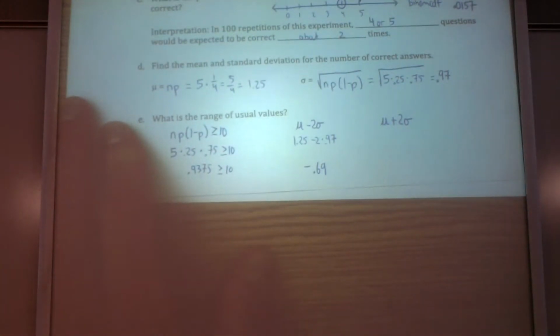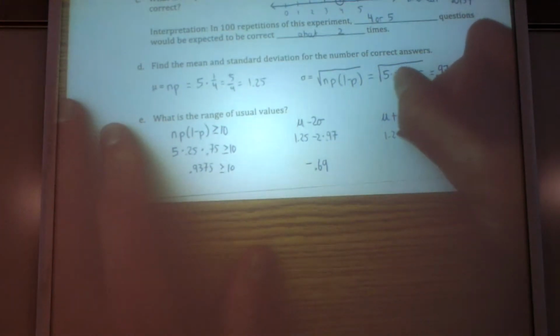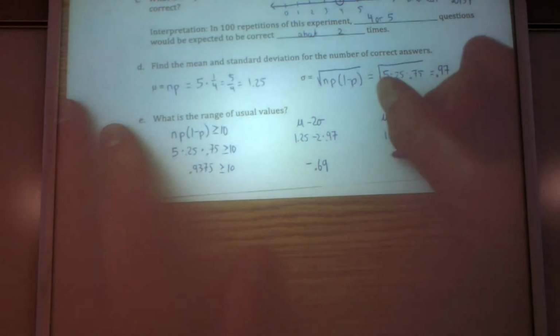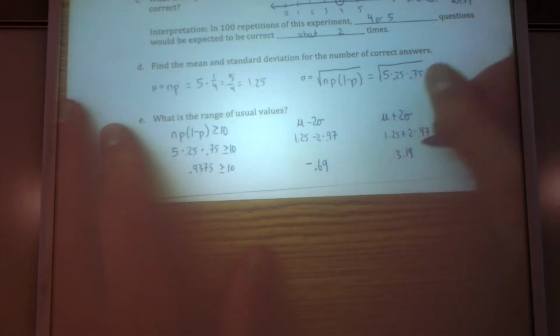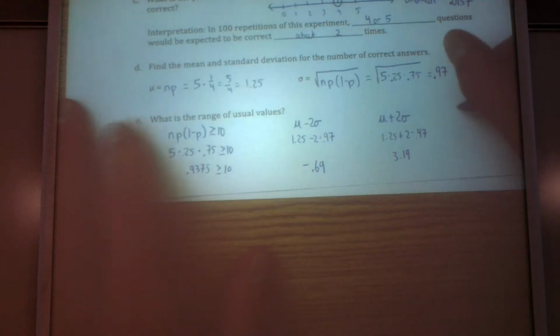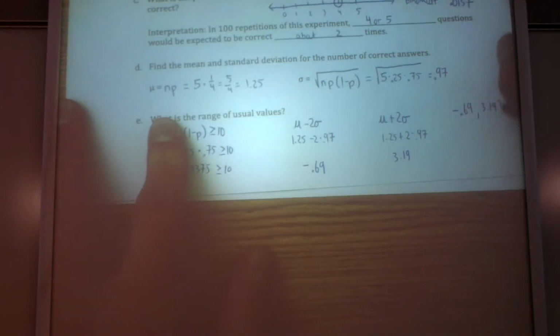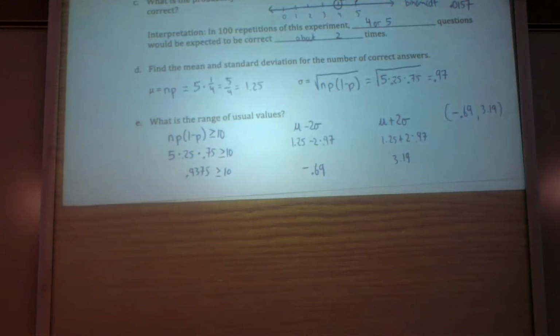Sorry if you can't see that. And then if we do 1.25 plus 2 times 0.97, that takes us up to 3.19. In other words, the usual values in this case are going to be from negative 0.69 to 3.19. You're like, well, you can't get negative. Well, exactly. This isn't a normal distribution. It's a skewed to the right distribution.